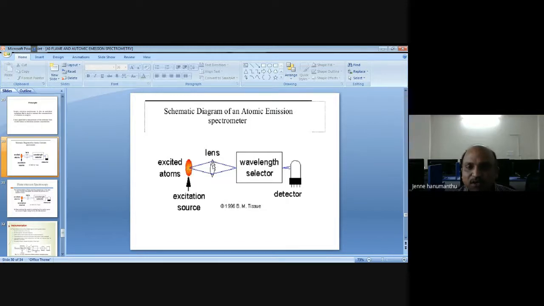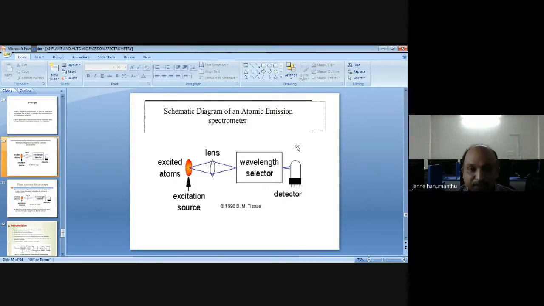The photons pass through some lenses that we observe, and with a wavelength selector we select the photon wavelengths, which are projected onto the detector. When the particular wavelength of light is selected and projected on the detector, it converts the light into electrical signals. Based upon those parameters, we estimate how much quantity and what concentration is present in the sample.